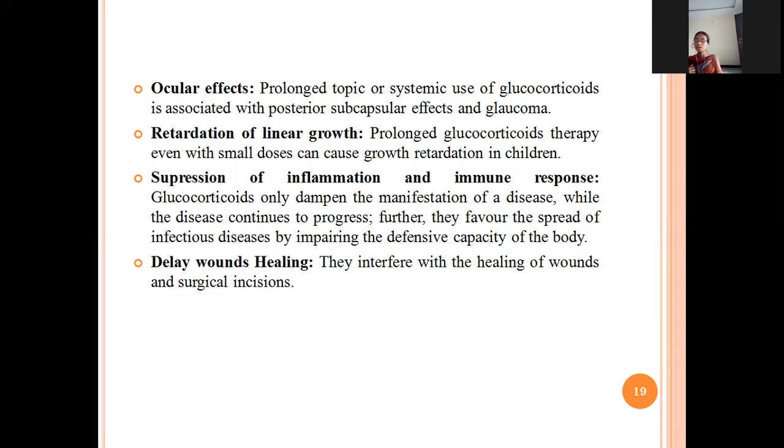Next, delayed wound healing. It will interfere with the healing of wounds. It will stop the healing of wounds. When we get a wound, after some time the wound will get healed, but in this case the wound won't get healed. So these are the adverse drug reactions.